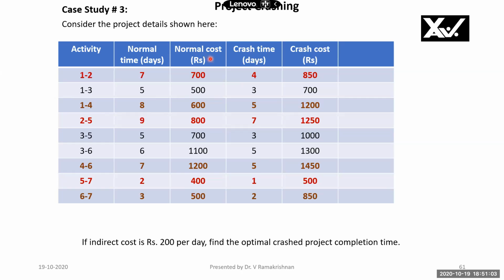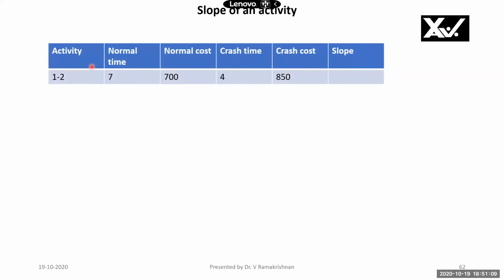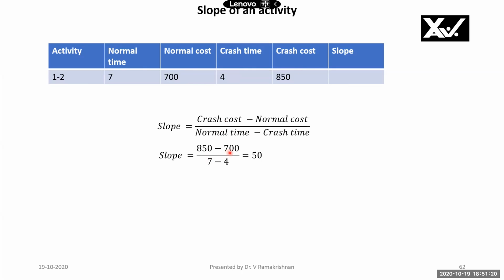Normal time and normal cost are given, crash time and crash cost are given. With this data, we can find the cost slope. We will take activity 1, 2. Normal time is given, crash time is given. So the difference is 7 minus 4, 3 is the denominator here. Crash cost minus normal cost is 150, which is the numerator. So the slope is 50, I have filled in here.